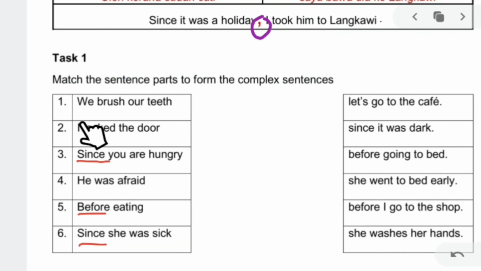So let's try the first one. Mari kita cuba buat yang pertama. We brush our teeth. Kami memberus gigi kami. Before going to bed. Sebelum masuk tidur.